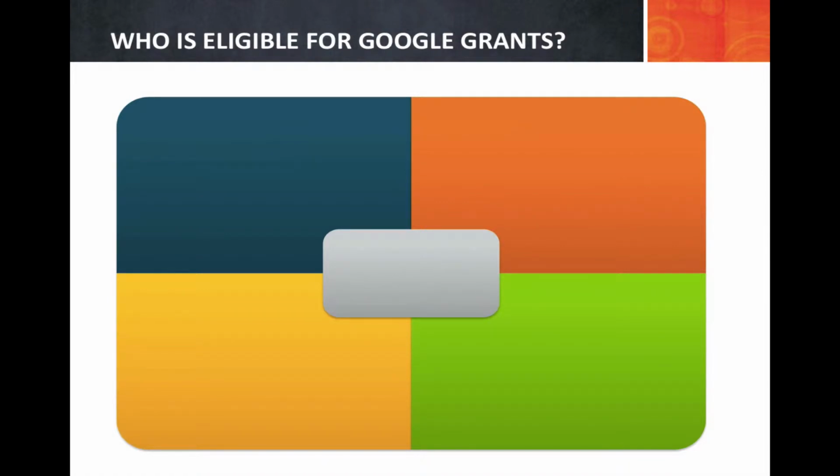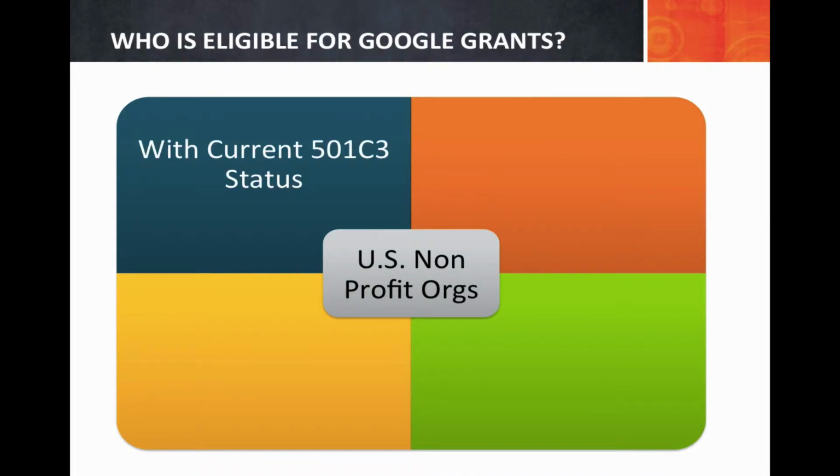So who is eligible for Google Grants? You must be excited to learn about this portion of the program. Well, first, you need to be a US-based nonprofit organization, and it needs to be a nonprofit organization that has 501c3 status from the IRS. If you have not yet applied for this program or you're in the application process, that does not count. You'll have to wait until you get fully approved as a 501c3 before you can proceed.